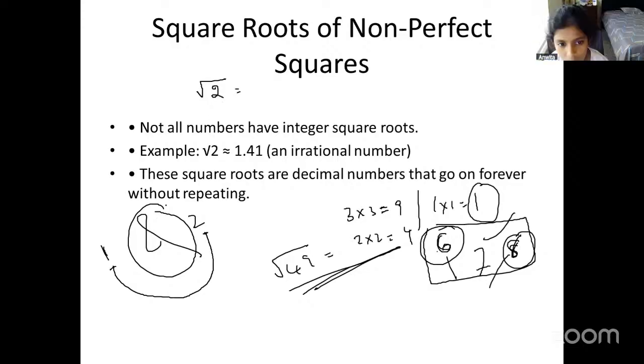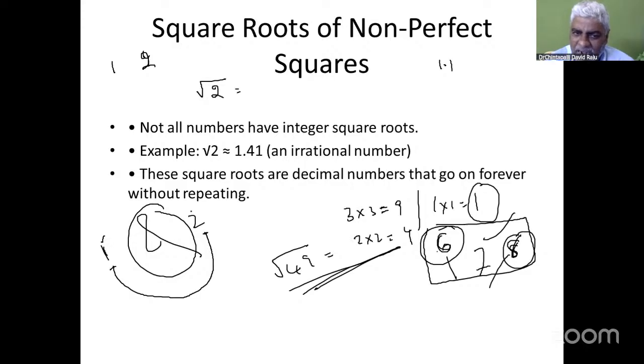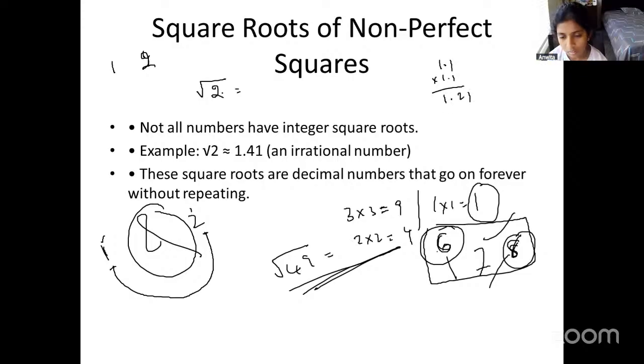Let us take one non-integer between 1 and 2, for example, 1.1. The answer of the square root must be somewhere between 1 and 2, right? For that, we take 1.1. 1.1 times 1.1 is 1.21. Is it equal to 2?